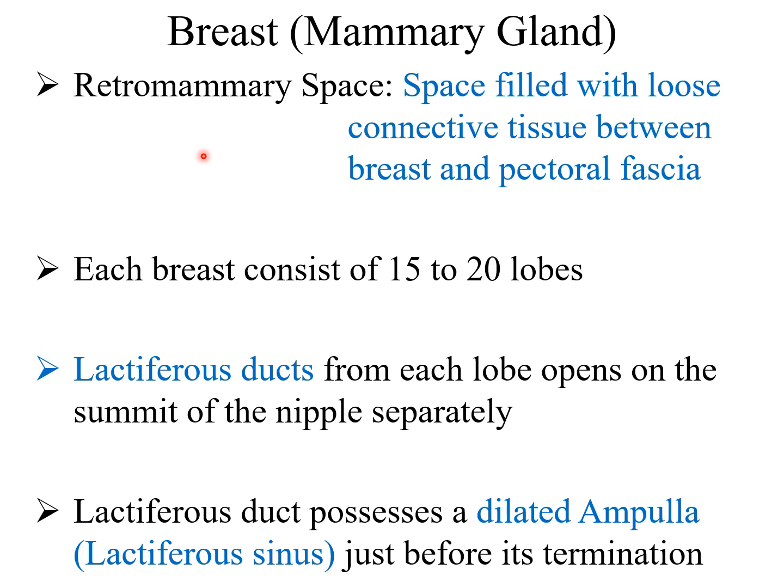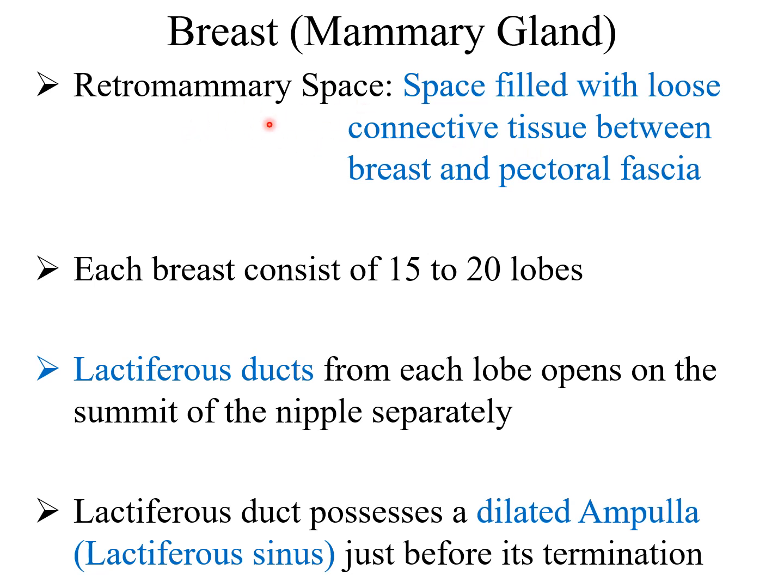So in the breast we have a space which is known as retromammary space. Retro means behind, so retromammary space is the space behind the breast, which is filled with loose connective tissue between the breast and the pectoral fascia. And because this space contains loose connective tissue, the movement of the breast depends upon this space.